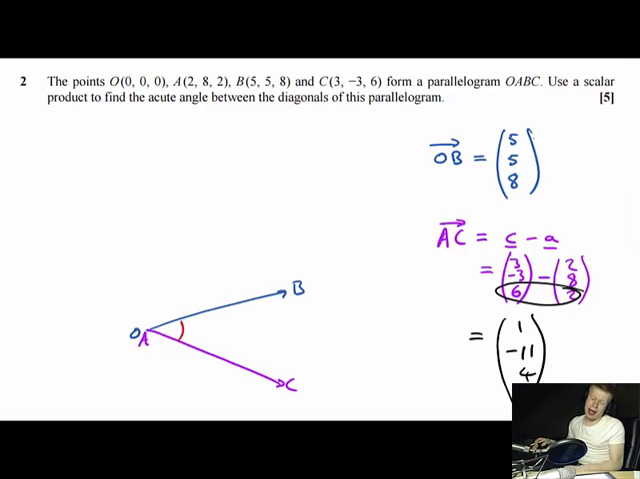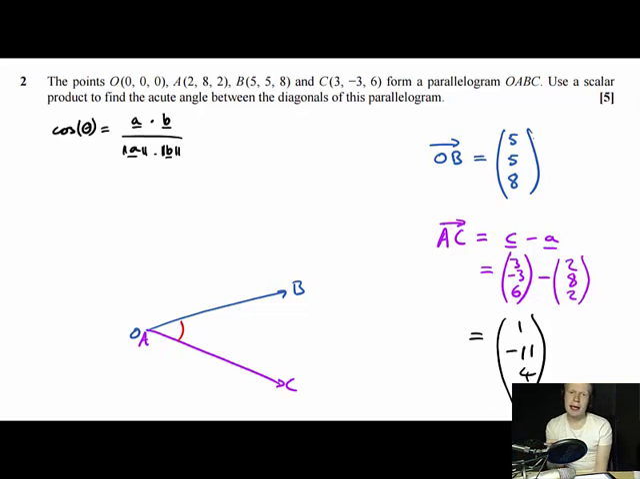Okay, so that is the vector from A to C, and then we use the dot product on that. So remember what the dot product is. It is just simply saying the dot of A and B. So we just multiply each element together of A and B over the modulus of A times the modulus of B.